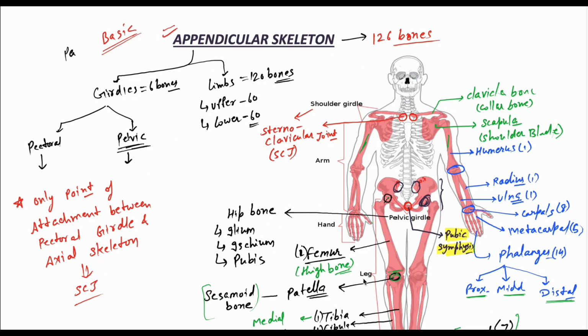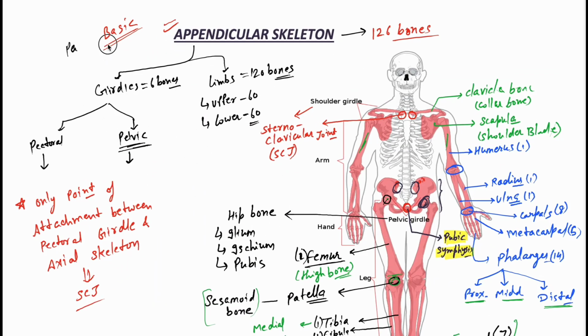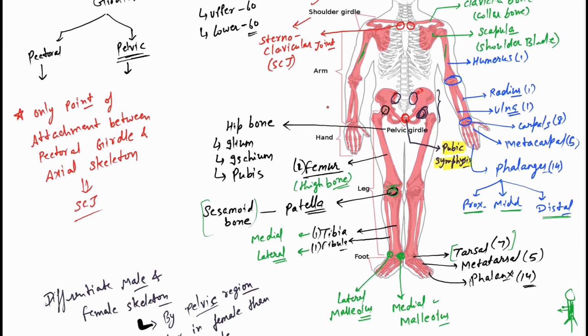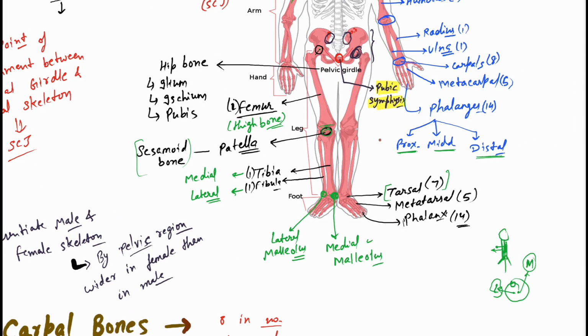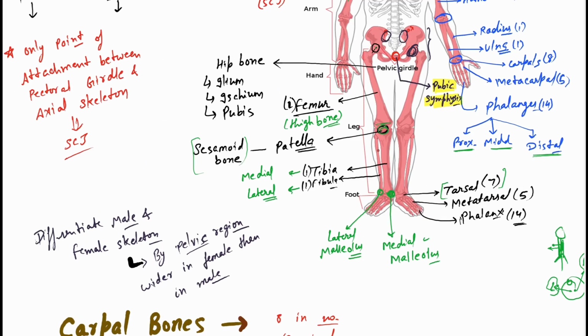So I think this is finished. We should finish the basic part here. First we should know about all the bones and about the girdles. If you have any queries or problems, you can write to me in the comments, and we'll discuss it more in the next part.